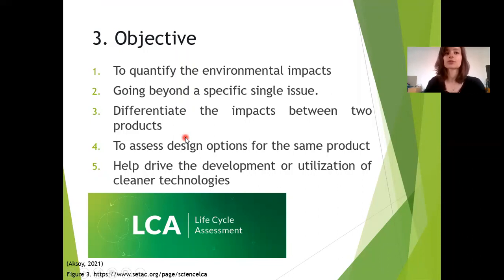Conducting LCA for alternative products and services allows the comparison of their environmental impacts. It allows for the measurement of environmental sustainability to facilitate the selection of more environmentally sustainable options. Or LCA may be used to assess the design options for the same product. By identifying processes and alternative products, LCAs help drive the development or utilization of cleaner technologies.